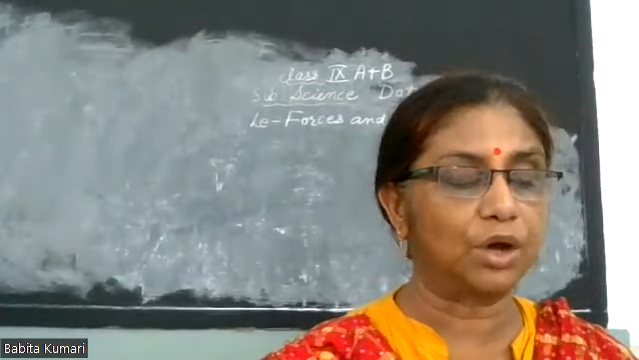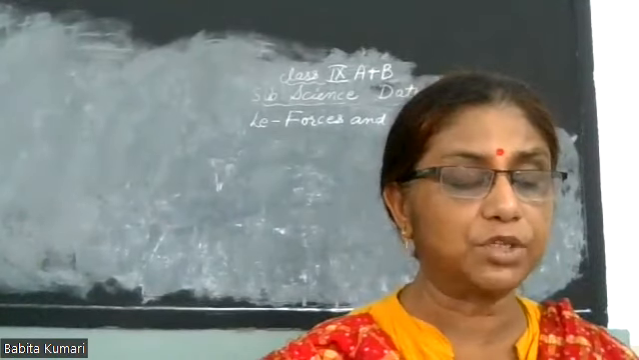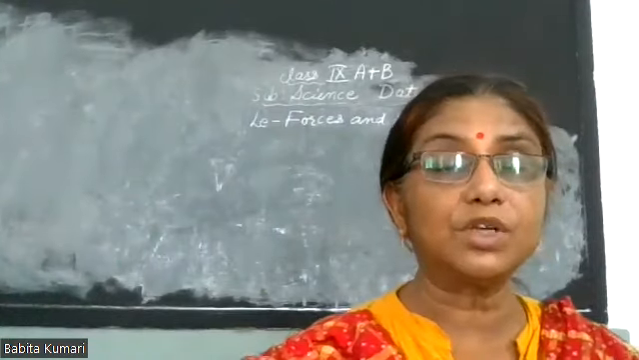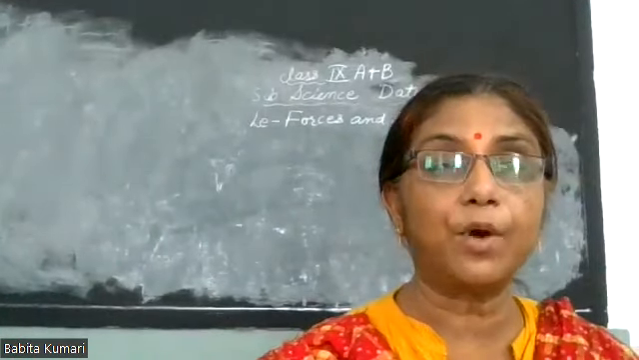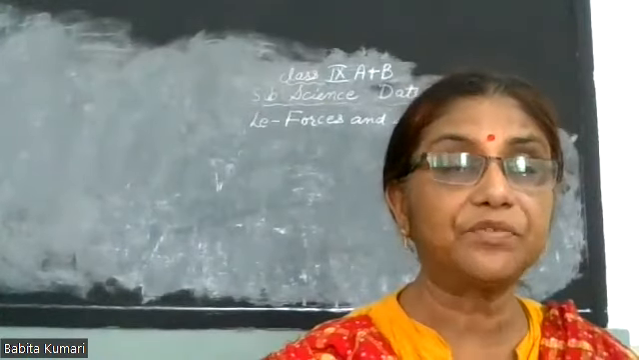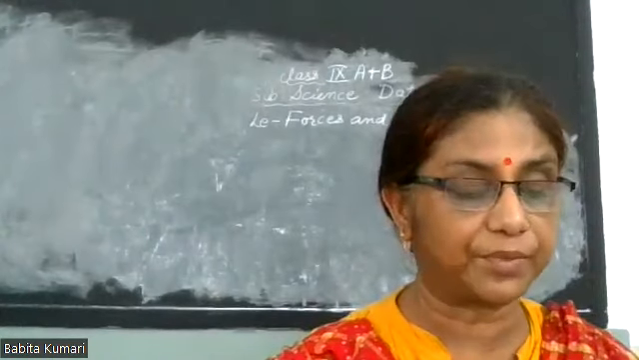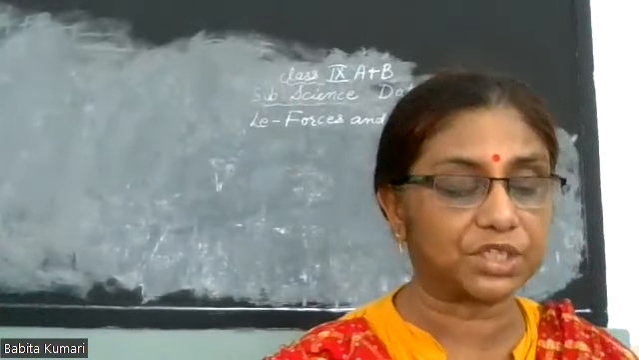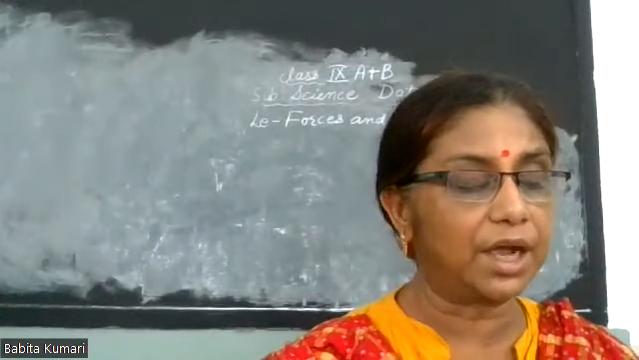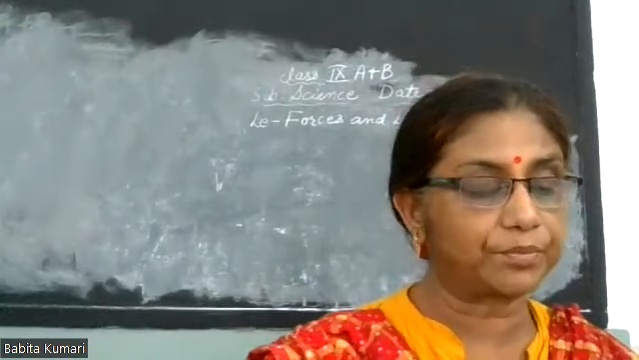The actual motion occurs when forward reaction exceeds the opposing force of friction. When does actual motion happen? When the force applied in the horse's feet is more than the force of friction, that exceeds the opposing force of friction. Then only there will be motion. Then only the horse and the cart can move.